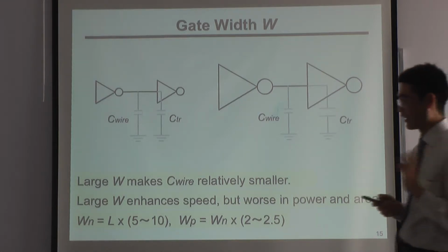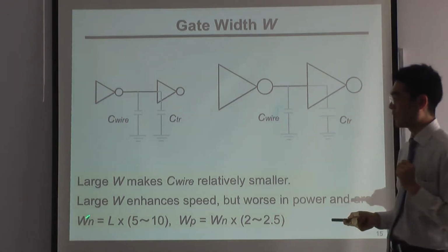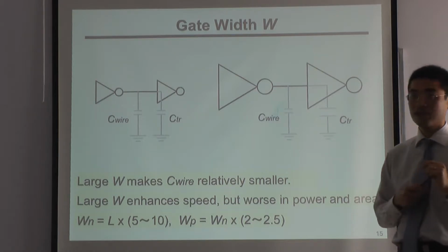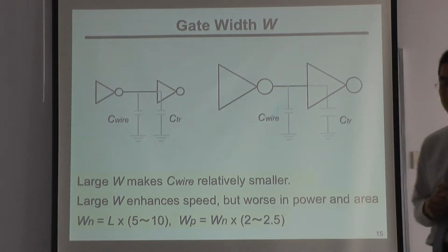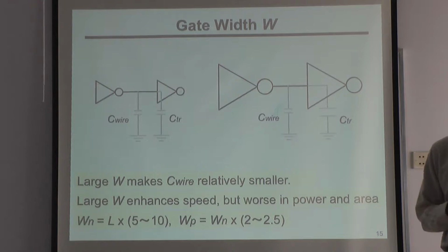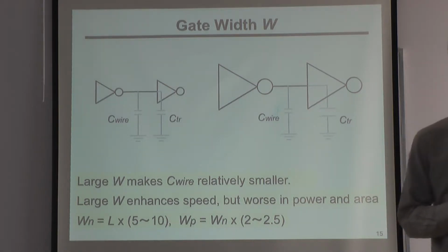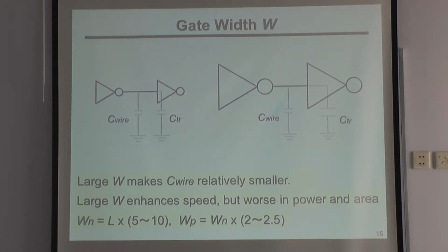And usually the NMOS W is usually 5 to 10 times larger than L, usually. In some process. I'm sorry? You mean the W of the NMOS usually is 5 or 10 times of L, in some process or in any process? This is, for myself, universal.